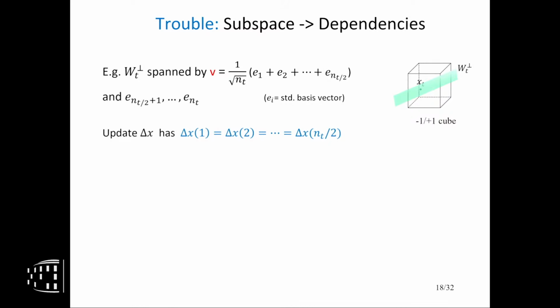Suppose at some time I'm forced to walk in this subspace. Maybe this subspace looks like the following: in the latter nt over 2 directions, I'm completely flexible, so it's spanned by these basis vectors. But in the first nt over 2 directions, maybe I have this constraint, I can only walk in this direction, so my basis is given by this particular vector.